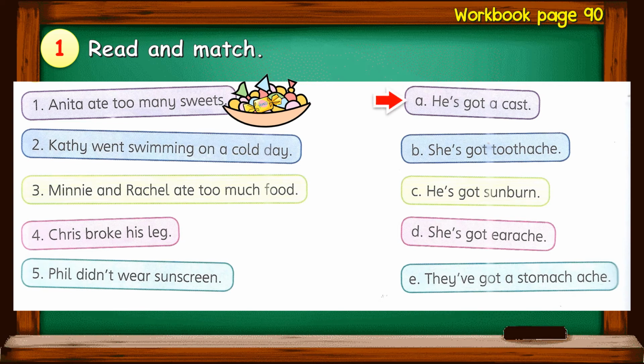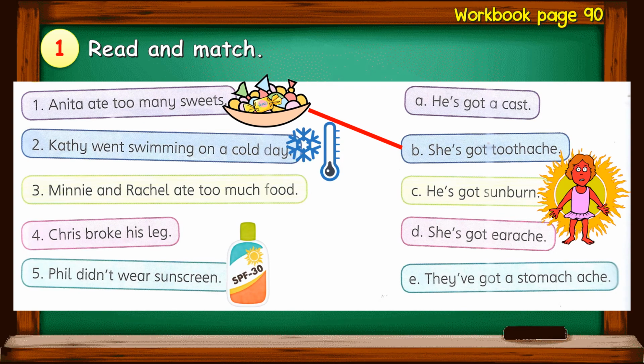A. He's got a cast. B. She's got toothache. C. He's got sunburn. D. She's got earache. Or E. They've got a stomach ache. So, when you eat too many sweets, you get, yes, you get toothache. So, you have to match number 1 with B. She's got toothache. You continue on to do number 2, 3, 4, and 5. Okay, I've given you some pictures here to help you to understand the sentences better.